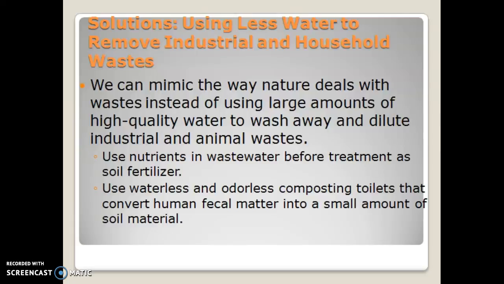The waterless and odorless composting toilets not only compact the stuff down and don't use water in the process, but the end result is also a fertilizer that can be used safely.